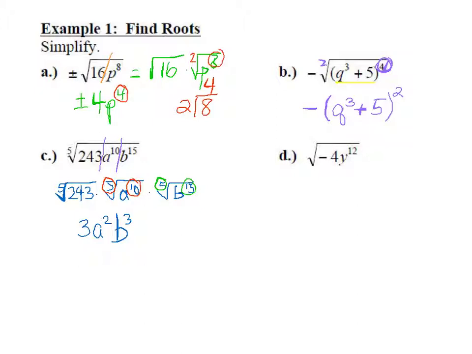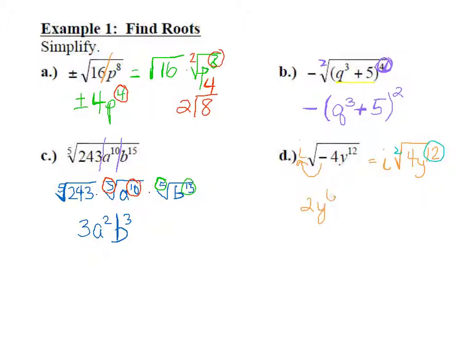Now for letter D, what you have to do here is, first off, this negative is going to come out as an i. So you have really an i times the square root of 4y to the 12th. So if you take the square root of 4, that's going to give you a 2. If you take this 12 and divide that by your 2 out here, that's going to give you a y to the 6th power.